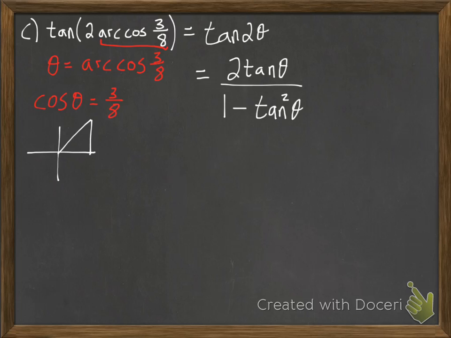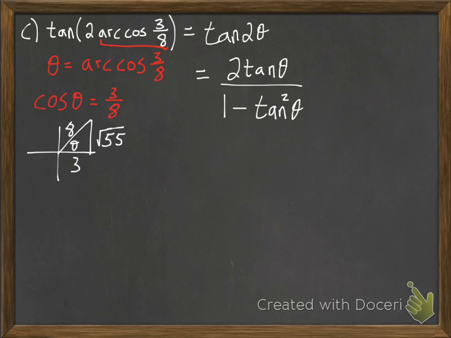So we go into our first quadrant and draw our picture, and we know that cosine is 3/8. Cosine is adjacent over hypotenuse. Well, then, using the Pythagorean theorem, we know that 8 squared is equal to 3 squared plus question mark squared. So 8 squared is 64, 3 squared is 9, 64, take away 9 is 55. And so the other side will be square root of 55.